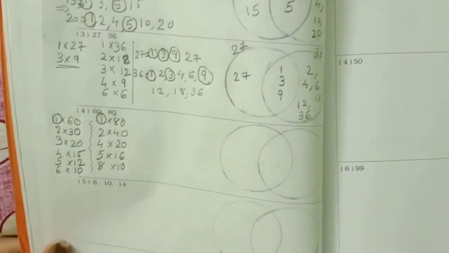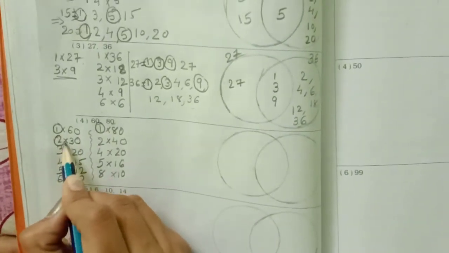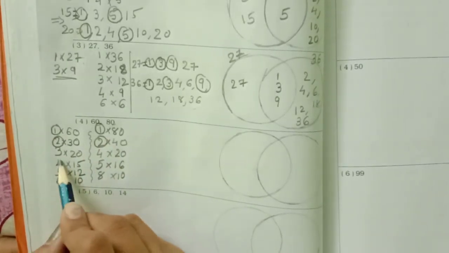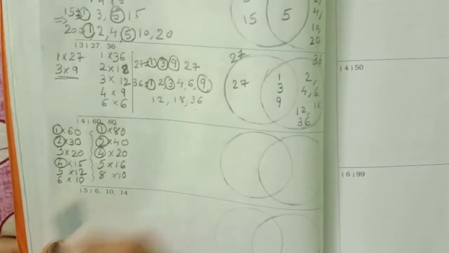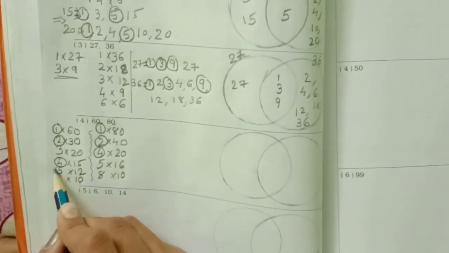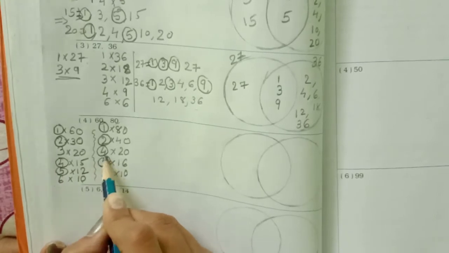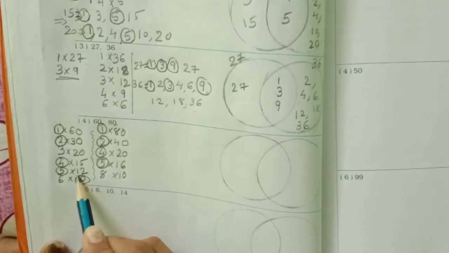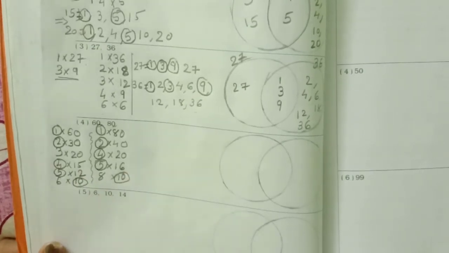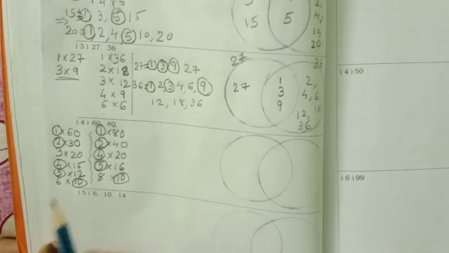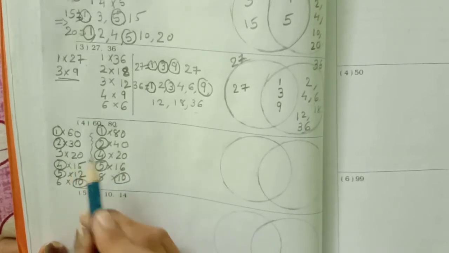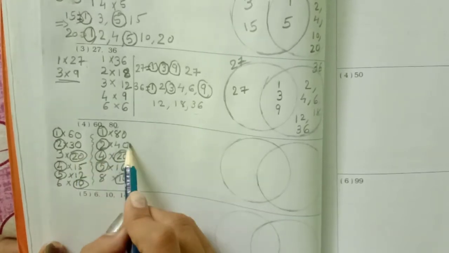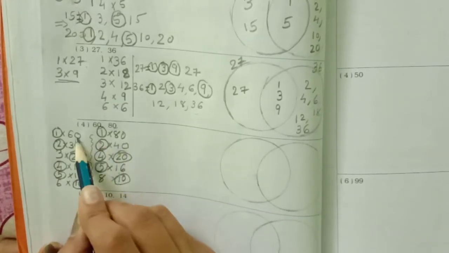1 is common in both. Then 2 is also common. Then 3 is not common. 4 is common. 5, yes, it is also common in both. 6, no. Then 10, yes, 10 is here also and here also. 12, no. 15, it is not here. 20, yes, 20 is here also and here also. 30, no. 40, no. And 60 and 80.